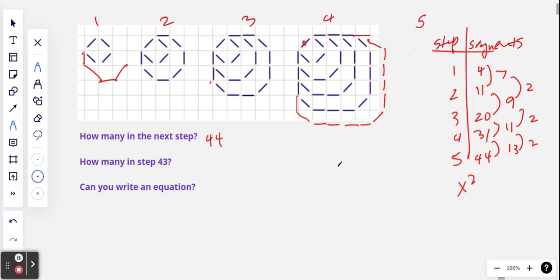All right, so here's what I'm going to do. Since we know our leading term is x squared, I'm going to make another chart here. So here's our step number. And this is going to be the segments again, but I'm going to write them in a different way, and we'll see if we can make any sense out of them.